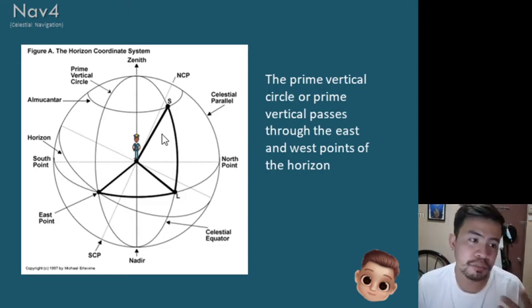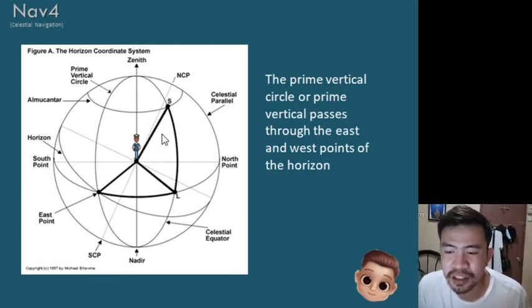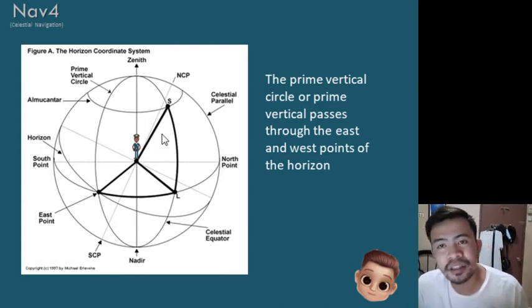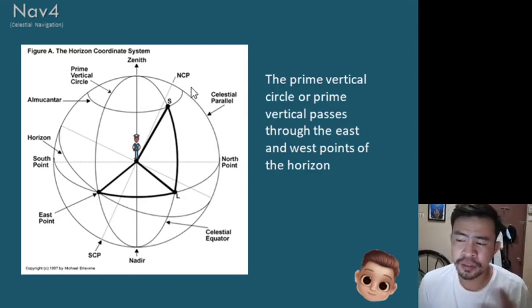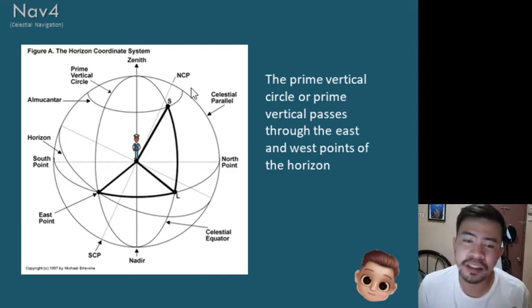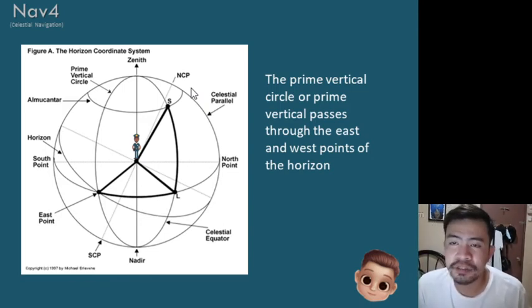We have also this principal vertical circle. The principal vertical circle passes through the zenith and the nadir, and at the same time passes through the north and the south. So our prime vertical circle defines your east and the west points, while our principal vertical defines your north and the south points.